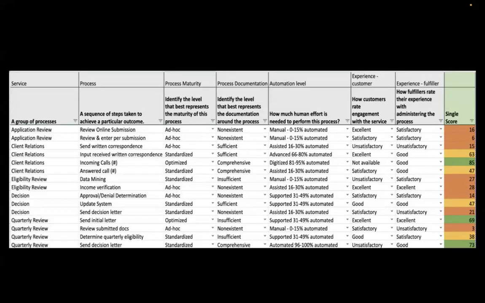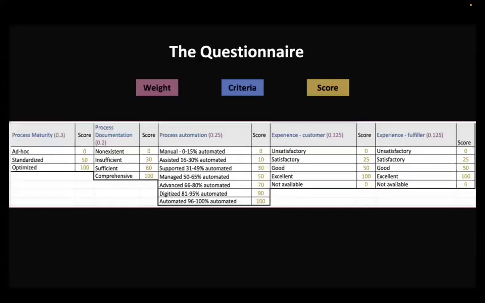How do we arrive at this? As I've mentioned earlier, we're looking at process maturity, documentation, automation level, experience for the customer, and also experience of the fulfiller. For every single one of those criteria, you have a question and then several values to choose from for the response. Somewhere in the back end of the file, there are calculations. So at the end of this assessment, you'll have a single score from 0 to 100 to see how mature, how transformed your process is.